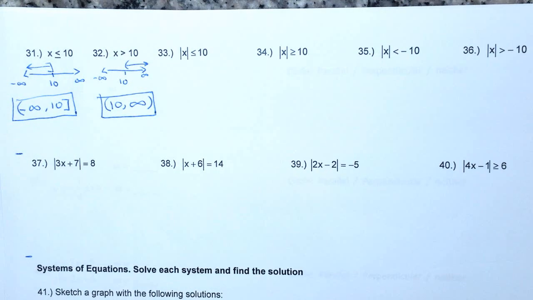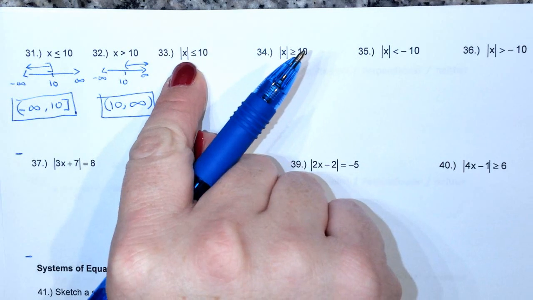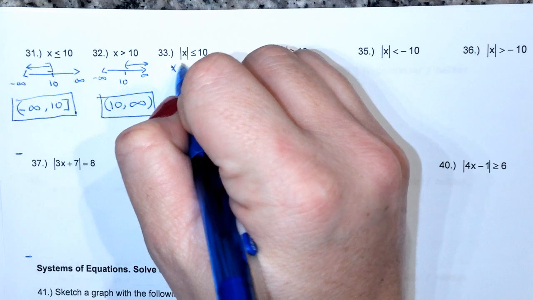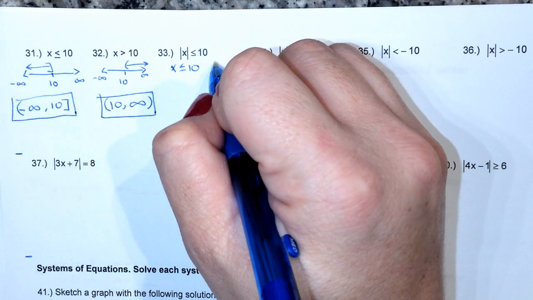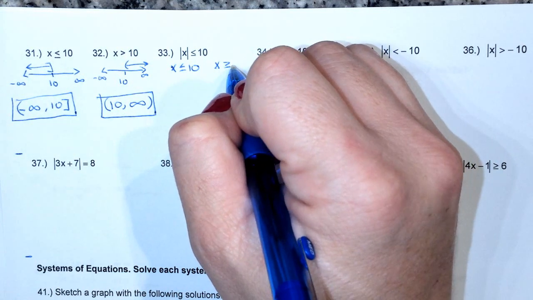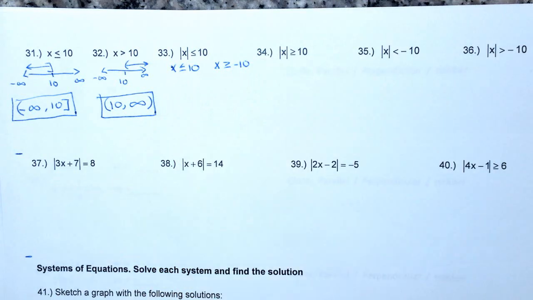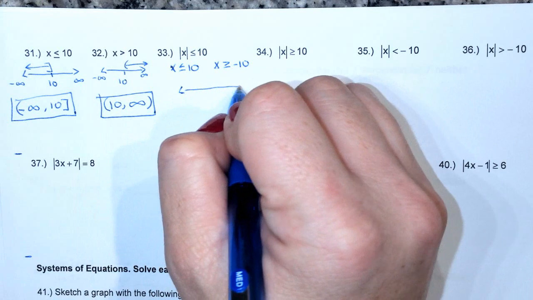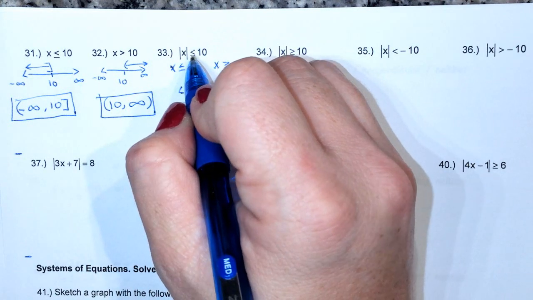Now, absolute values are a little different. Remember, it's already alone, it's already solved, so we just have to write it exact. X is less than or equal to 10, and then x is greater than or equal to, flip your symbol, opposite number. Opposite. So I have to graph both. And then remember, this is a less than.